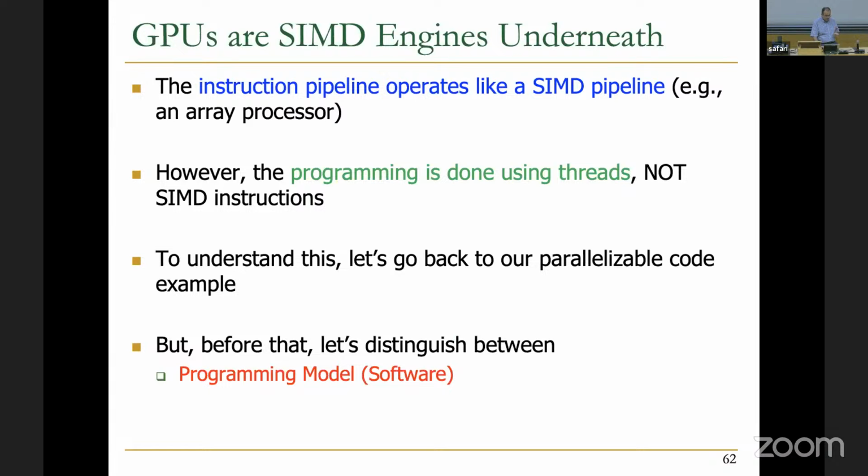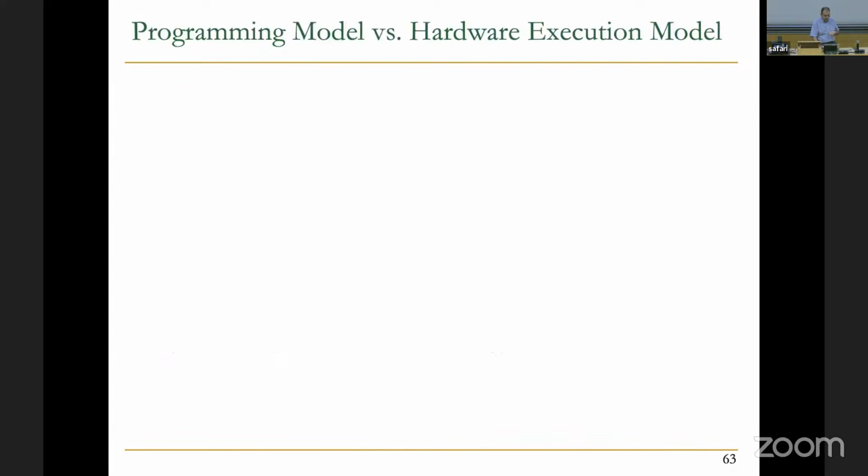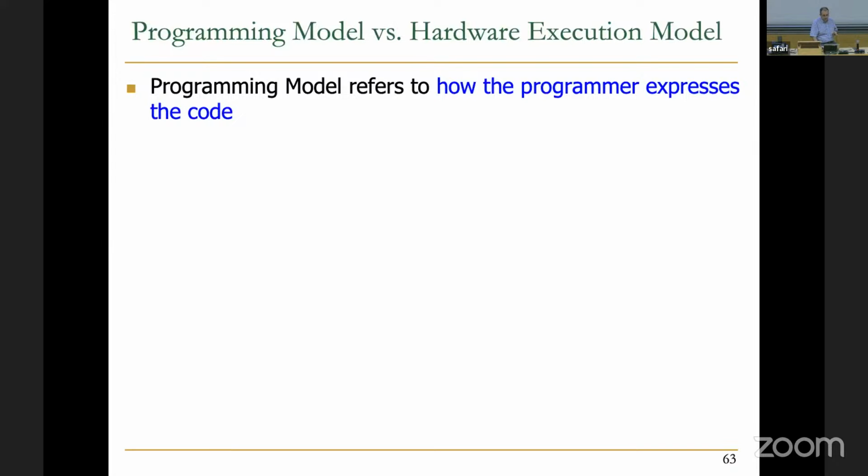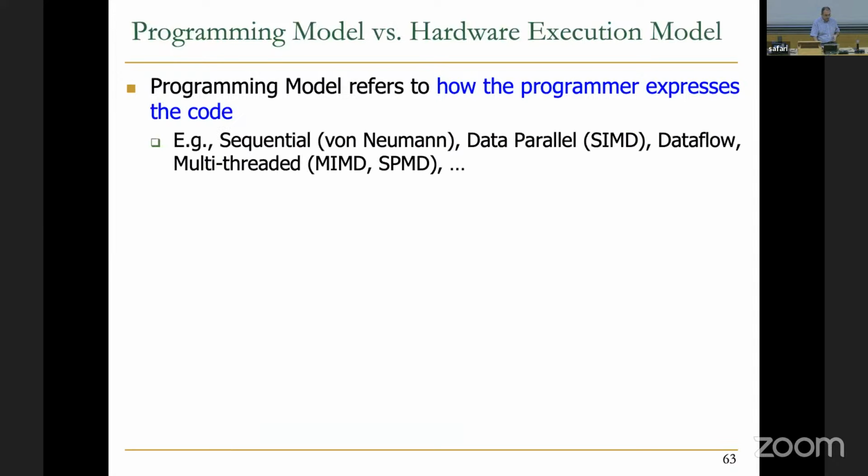But before that, I'd like to distinguish between the program model and the execution model. The program model is at the software level, and that refers to how the program expresses the code. It can be sequential code using von Neumann. It can be data parallel using SIMD, because modern architectures also allow you to write SIMD code, so you can use SIMD instructions. It can be a data flow machine, where you use a data flow ISA. It can be multi-threaded, whatever. So that's the program model, how the programmer expresses the code.